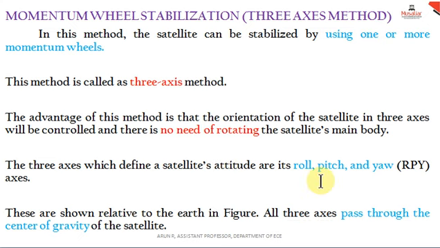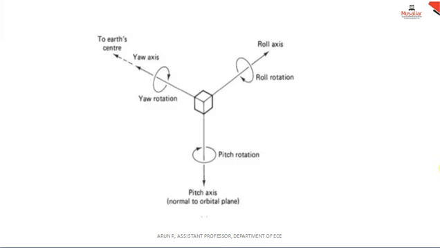And this is the figure representing the three-axis method. We can see three axes: the yaw axis, known as yaw rotation, pointing towards the Earth's center, the roll axis, and the third axis, the pitch axis, which is normal to the orbit. The yaw axis is pointing towards the center of the Earth.